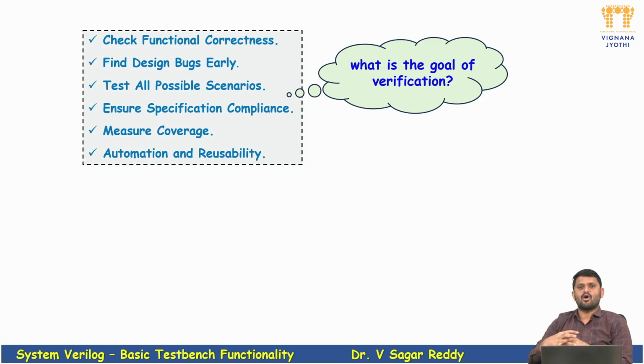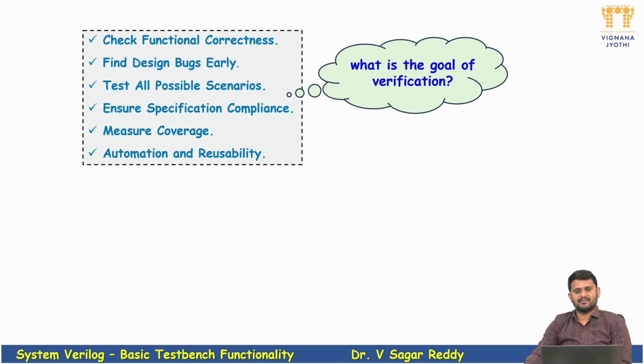The next goal is to test all possible scenarios. The design should work not only for normal inputs, but also for corner cases: maximum values, minimum values, overflow conditions, and sometimes unexpected inputs. Verification ensures that every possible case is tested thoroughly. The next one is ensuring specification compliance. The design must follow all the rules given in the specification or standard. For example, if you are verifying a communication protocol like AXI or UART, the DUT must strictly follow the protocol's timings and behavior.